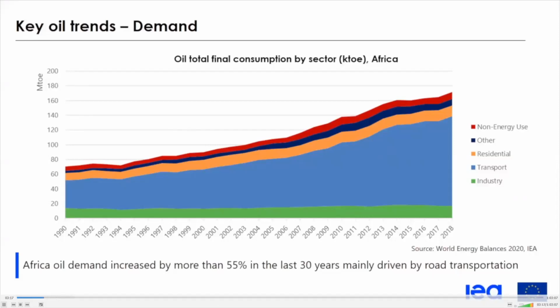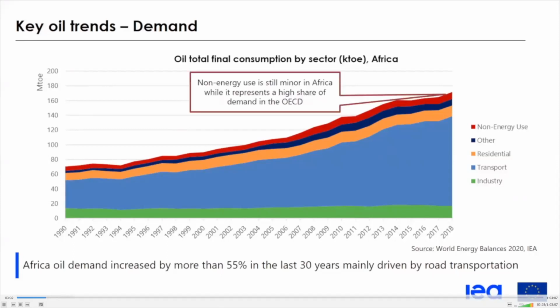Do not forget that transport might be the biggest one, but we have all of those sectors that also grew in terms of demand, such as industries in a lesser way, residential, and non-energy use, which is still minor in Africa, while it represents a high share of demand now in OECD countries.